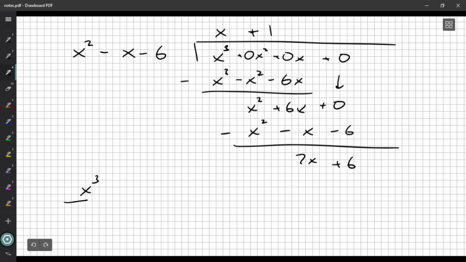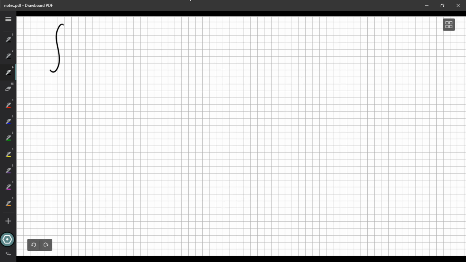Alright, so x cubed over x squared minus x minus 6 is really x plus 1 plus, and then we put the remainder on top, 7x plus 6 over x squared minus x minus 6. Okay, what does this mean for us? Well, we're trying to integrate.